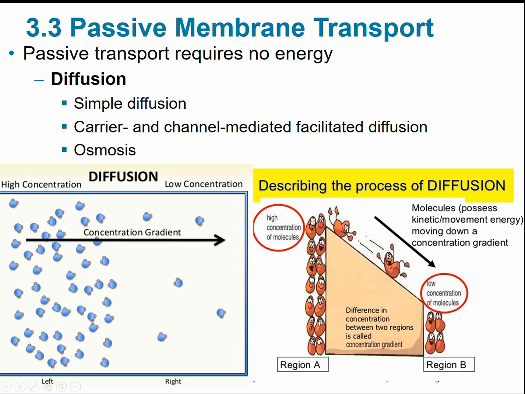So diffusion basically just states that solutes will move from an area of high concentration to an area of low concentration. So they're going to flow downhill, right, until it reaches an equilibrium. So there's three types of diffusion. We can have simple diffusion, a carrier or channel facilitated diffusion, and osmosis.